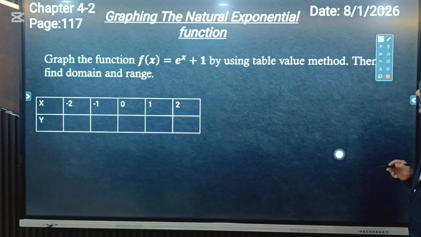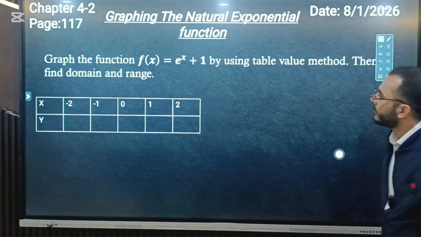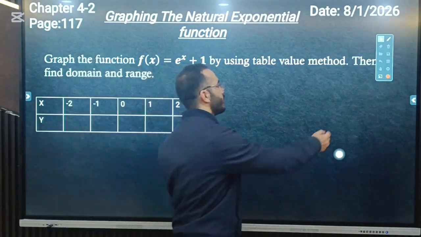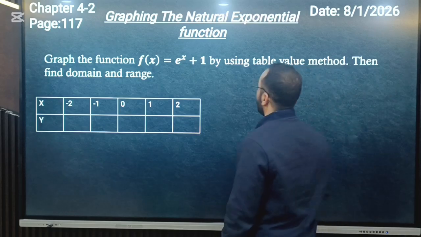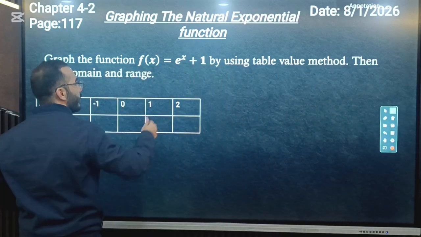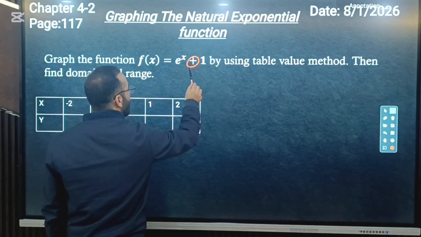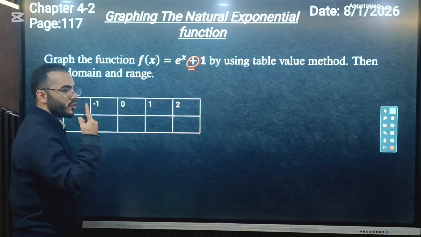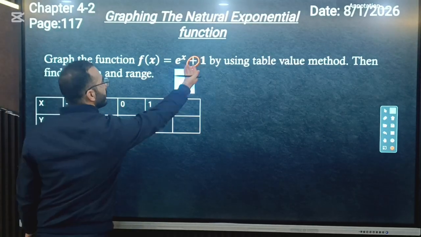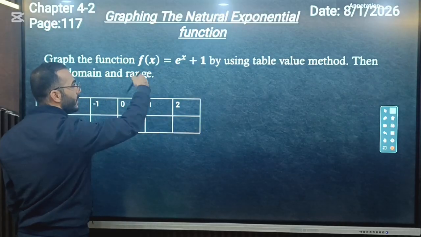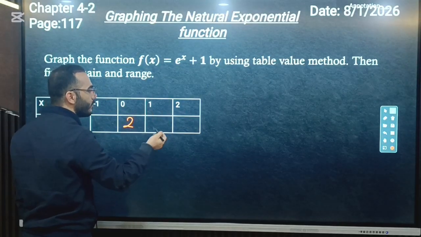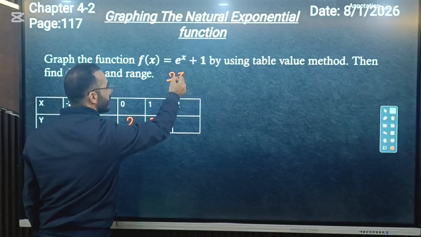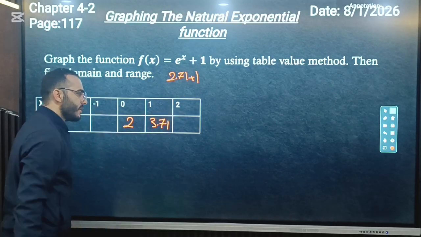Since we have e powered by x plus 1, then we will go to transformation. But let's first deal with this one too. So e powered by x plus 1. Remember, in the first example, we had minus 1. So here we have got plus 1. All right. e powered by 0 is 1. 1 plus 1 is 2. e powered by 1 is e, plus 1 is 3.71. Why? Because 2.71 plus 1 is equal to 3.71.